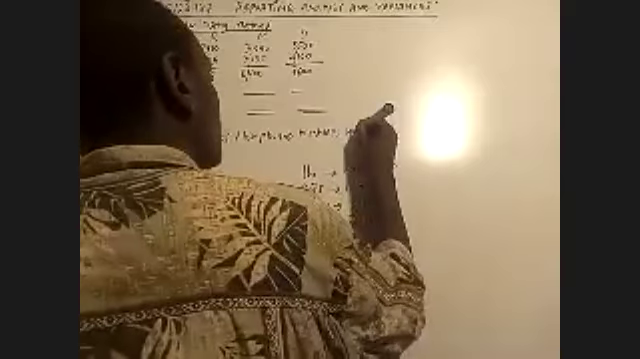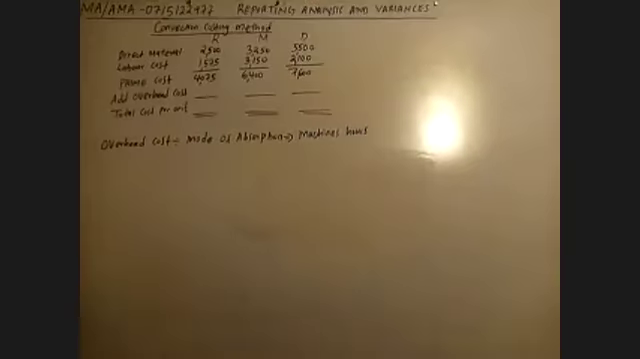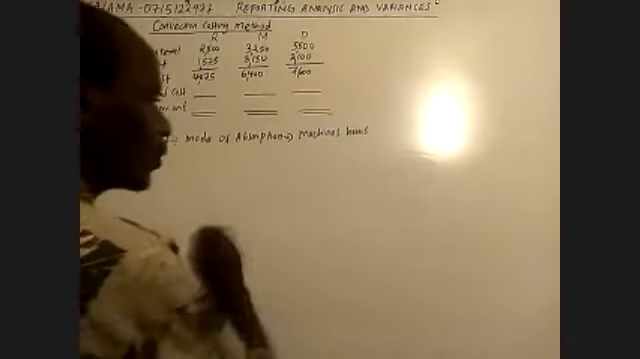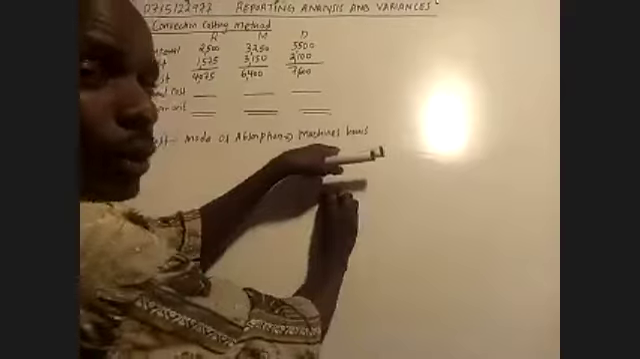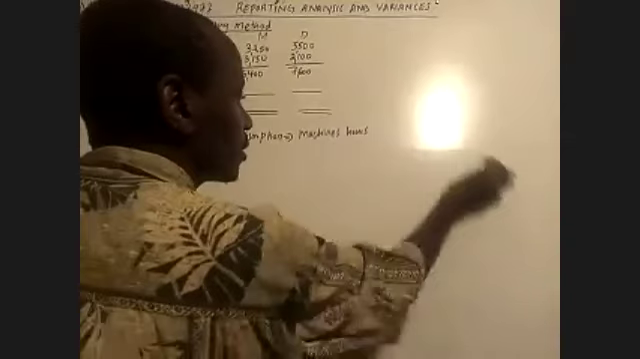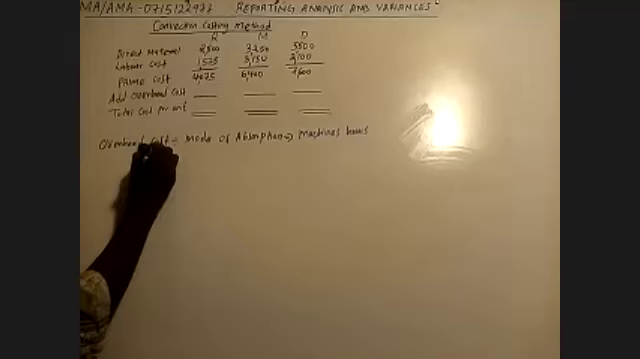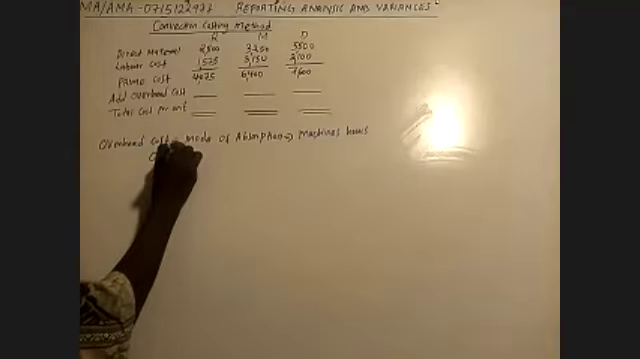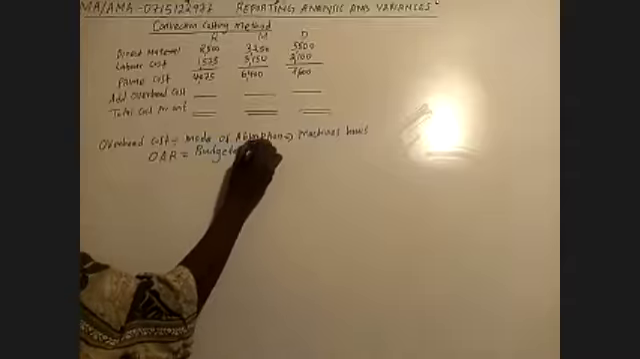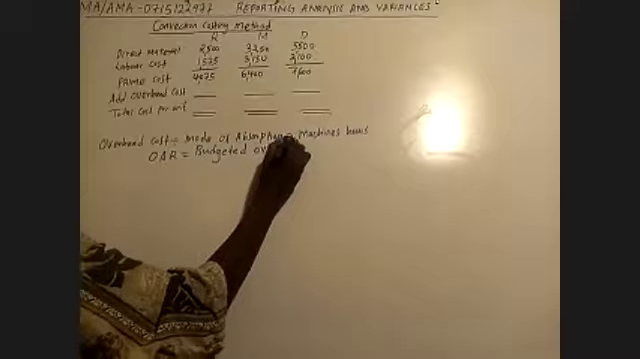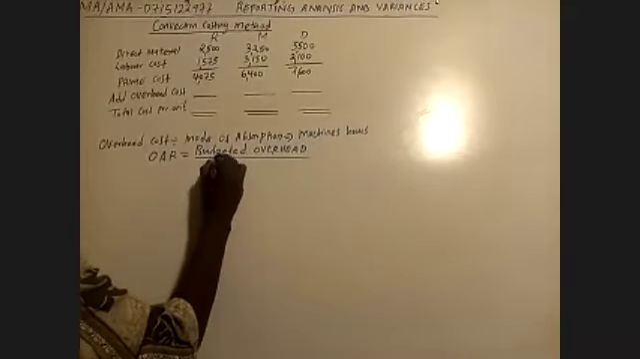Now, from this information, we need to find our OAR. Since we have our cost driver, our cost driver in this case we can term it as machine hours. Now we can say that our OAR is equal to the budgeted overhead over machine hours.